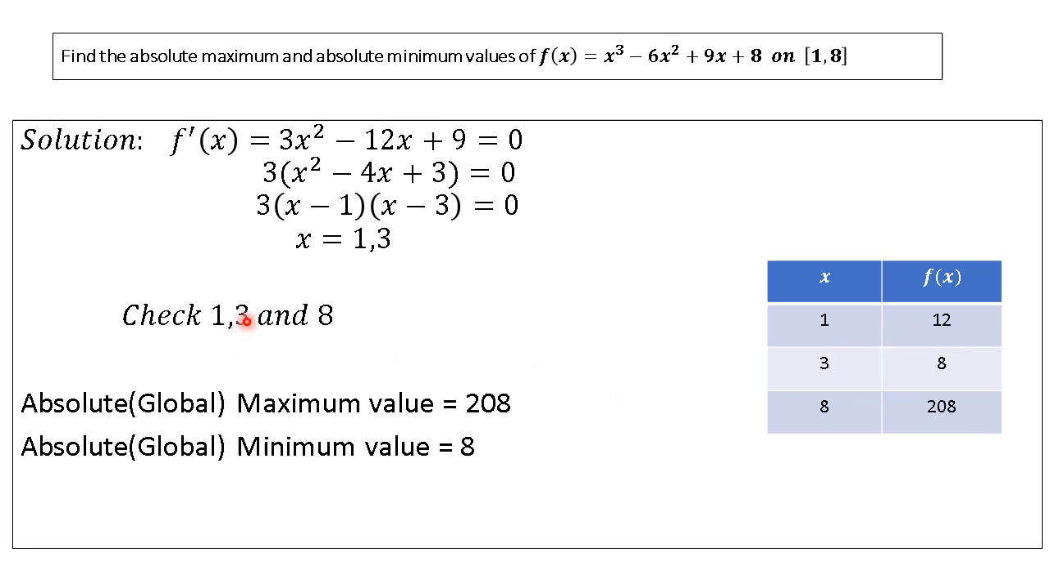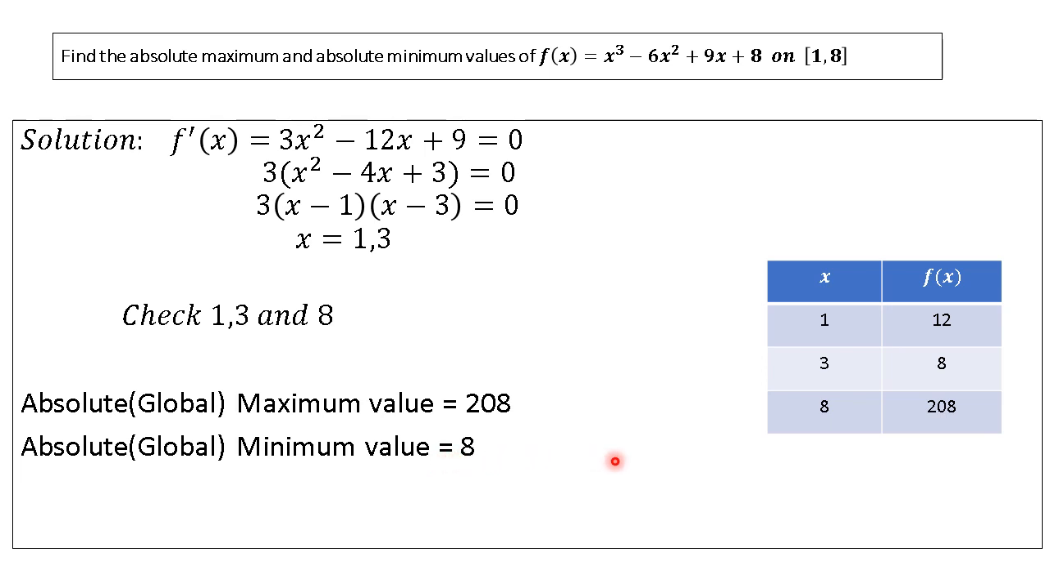Substituting x is equal to 3 in this equation, we get f of x is equal to 8, and substituting x is equal to 8 in the above equation, we get f of x is equal to 208. So out of these values 12, 8 and 208, which is the minimum? Yes, here 8 is the minimum. So you write that minimum value, which is nothing but the absolute minimum value.